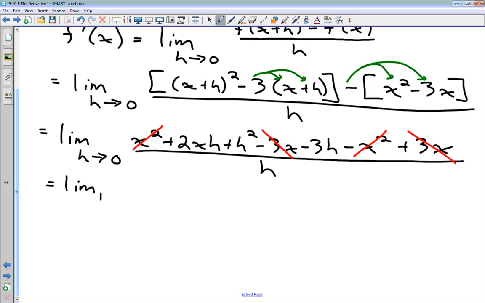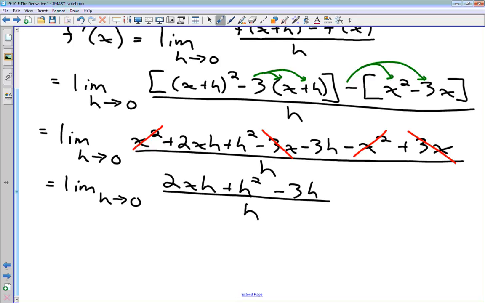So I'm still taking my limit as h goes to 0, but now I've got 2xh plus h squared minus 3h all over h. This is the limit that I want to evaluate. Can I evaluate this limit by substitution? I sub in h equals 0, I get 0 in the numerator divided by 0 in the denominator, which is a bad thing. But I can factor the numerator.